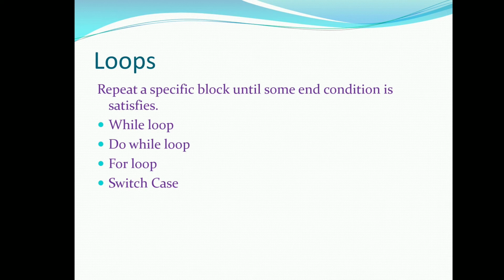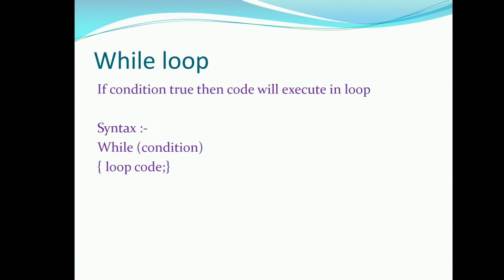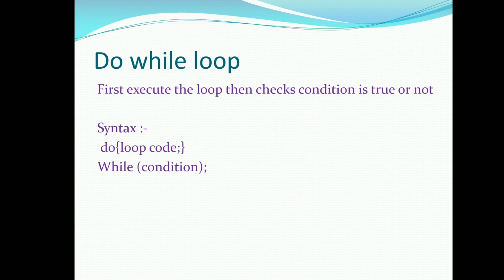Loops are used to repeat a specific block until some end condition is met. Some kinds of loops are while loop, do while loop, for loop, and an additional case which is switch case. While loop: while the condition is true, the code within the loop is executed. The syntax for while is while, the condition you want, and the loop code inside it. This loop will first execute the code, then check the condition, and while the condition holds true, execute repeatedly.